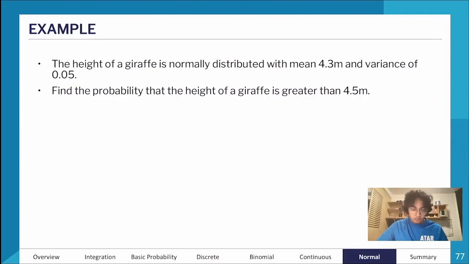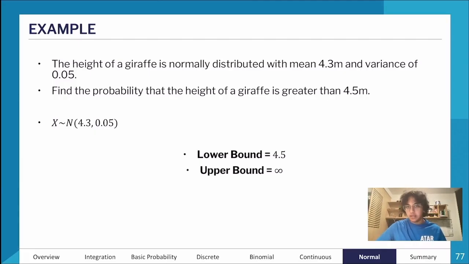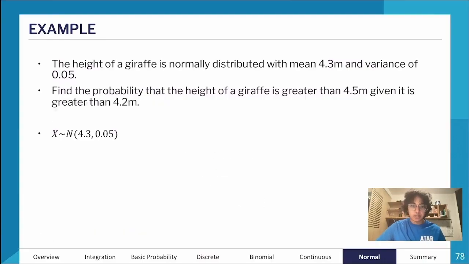All right, let's have a crack at this one here as well. So the height of a giraffe is normally distributed with a mean of 4.3 meters and a variance of 0.05. Find the probability that the height is greater than 4.5. Again, I'd like to write out my variables. And the lower bound, so it's just greater than 4.5. The upper bound is infinity. So you can just enter that into your calculator, and you get 0.186.